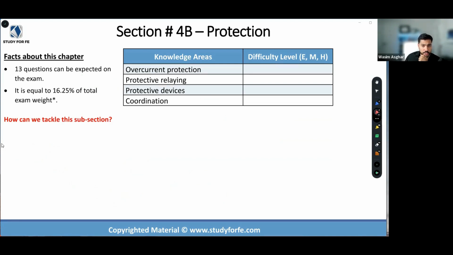We went deep in the overcurrent protection, which basically includes your differential as well as distance, right? Then you have protective relaying, you have protective devices, coordination, right? So the strategy that we've used is that for every single line item that they've mentioned in the specification, we know the basics and we know a little bit advanced discussion around it, right? And we did that for these protection schemes. We did that for coordination and so on.